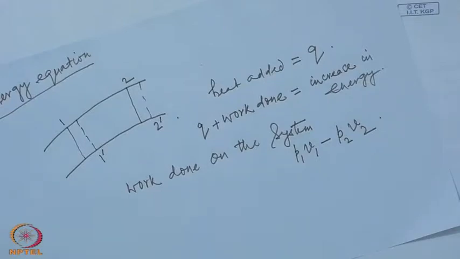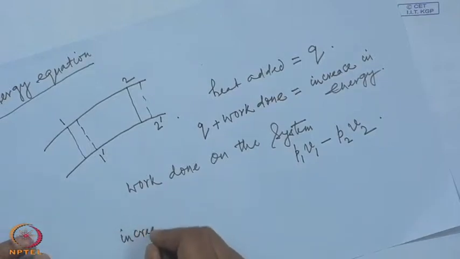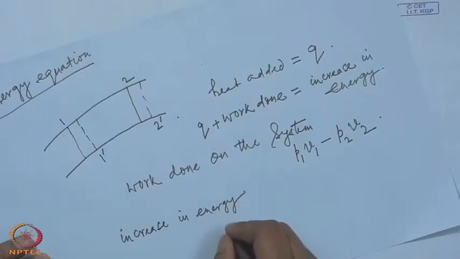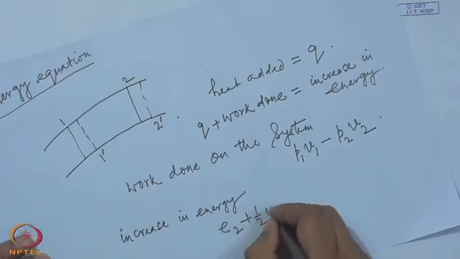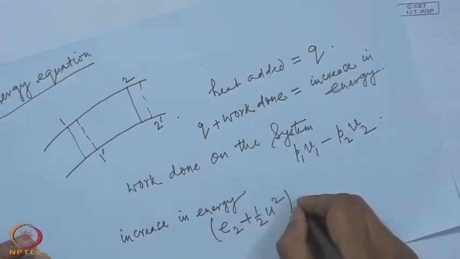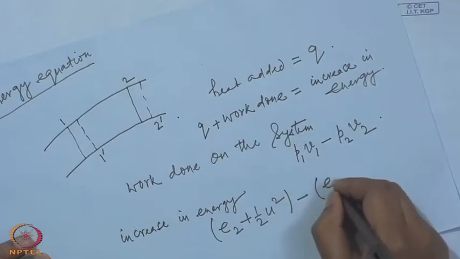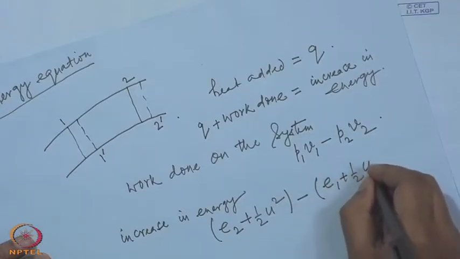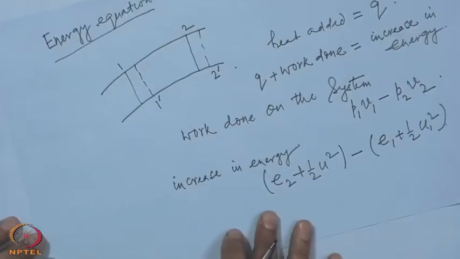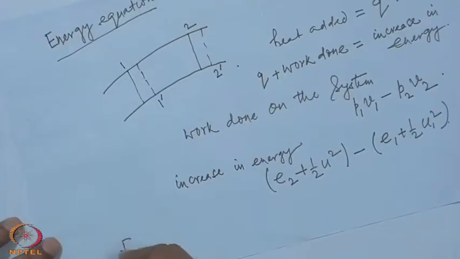The increased energy of the system is the energy at station 2 minus the energy at station 1. The energy at station 2 is the internal energy plus the kinetic energy. So, this is the energy at station 2 minus the energy at station 1, that is U 1 plus half U 1 square. So, for a steady flow, we can now write the energy equation.